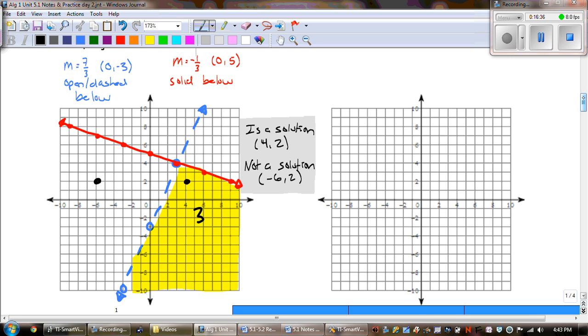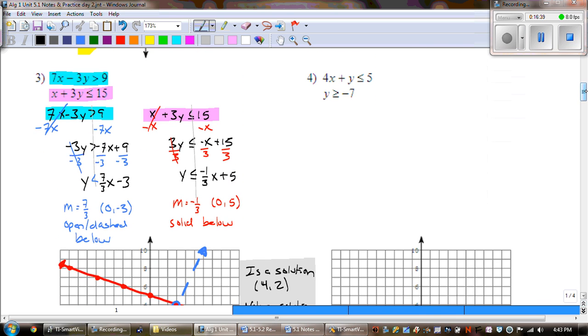Okay? Now, for the next example, number 4, I want you to see if you can do the lines all by yourself. Now, I'm going to give you a quick hint with the y is greater than or equal to negative 7: when it's just y, it's a special case, and y is a horizontal line. But for the 4x plus y is less than or equal to 5, you're going to need to solve for y. So just graph them, and then we'll do the shading together. Pause the video, and good luck.